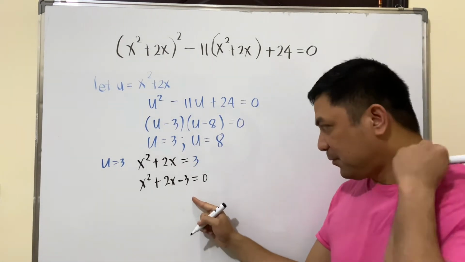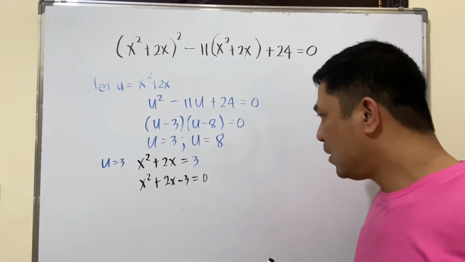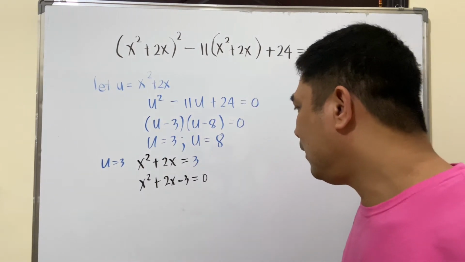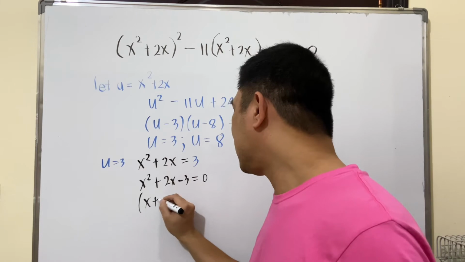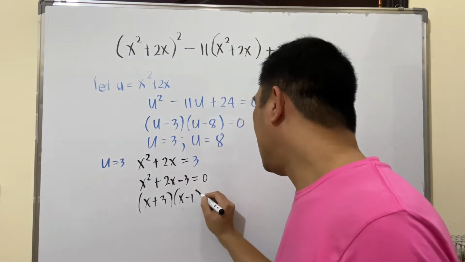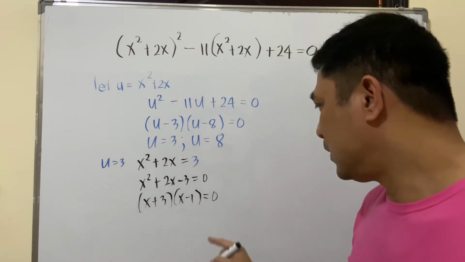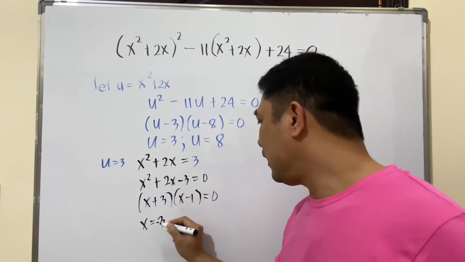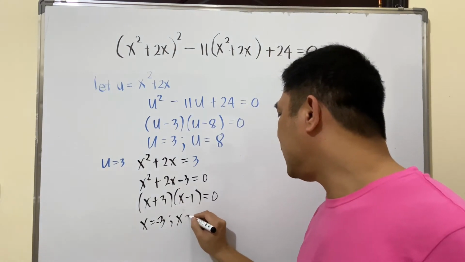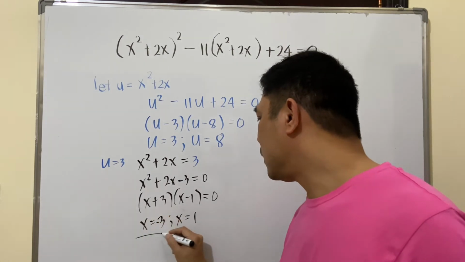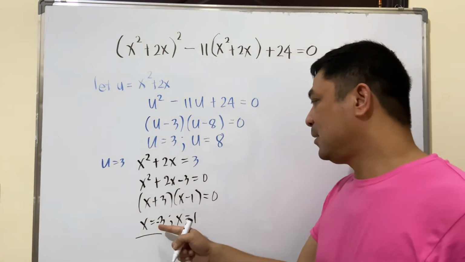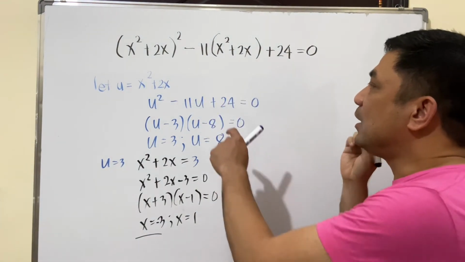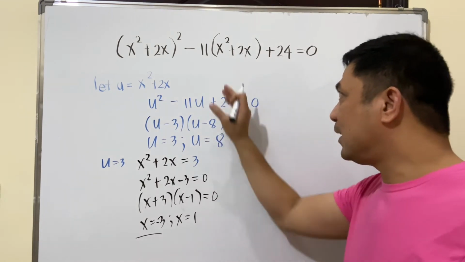So think of two factors of 3 that when you add them, you have positive 2, but when you multiply them, you have negative 3. So I think that is x plus 3, then x minus 1, equal to 0. So therefore, the first two values of x are x is equal to negative 3, and x is equal to 1. Since this is a quartic equation, that means we expect 4 values of x that will satisfy this equation.